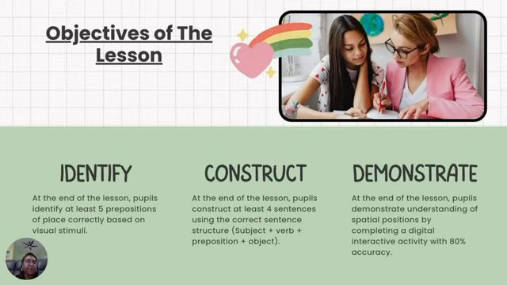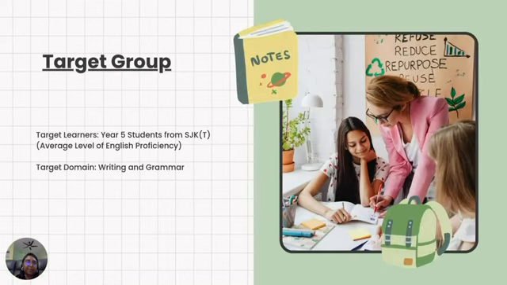The first one will be at the end of the lesson, pupils identify at least five prepositions of place correctly based on visual stimuli. The second one will be at the end of the lesson, pupils construct at least four sentences using the correct sentence structure, that is subject, verb, preposition, and object. Furthermore, the third one will be at the end of the lesson, pupils demonstrate understanding of spatial positions by completing a digital interactive activity with 80% of accuracy. We move on to the next slide.